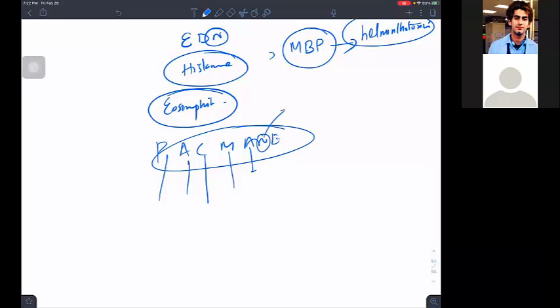So which type of neoplasia? Hodgkin's or non-Hodgkin's lymphoma? It was a Hodgkin's lymphoma. Very nice answer. So E for which disease? Eosinophilic granulomatosis with polyangiitis. That's a very nice answer.